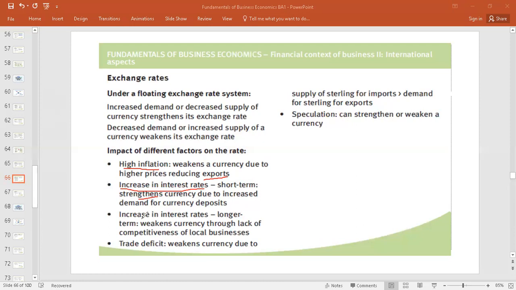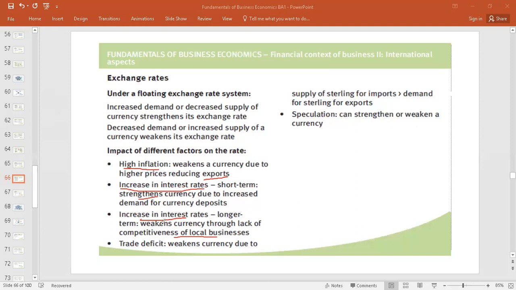The other way around, when there is an increase in interest rate in the long run, what happens? It weakens the currency through a lack of competitiveness of local businesses. So in the longer term, it weakens the currency. How does it happen? Through a lack of competitiveness of local businesses. In that case, if the scenario prevails for a longer period of time, people look at other alternatives.